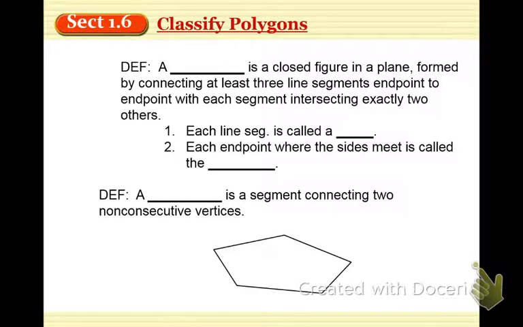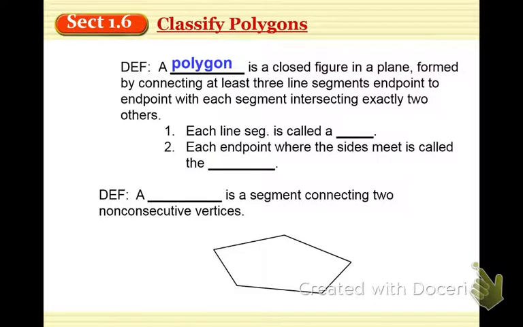One six. Classify polygons. A polygon, poly means many, gon means side. A many-sided figure, or polygon, is a closed figure in a plane. Closed means there's no gaps. An example of something that's not closed would be something like that. That is not a closed figure. There's a gap. All the line segments that make the shape do not connect. So that's what closed means.